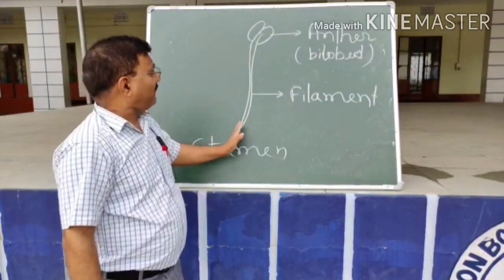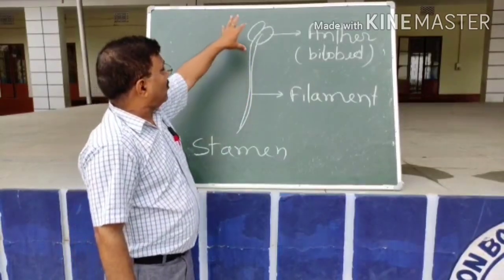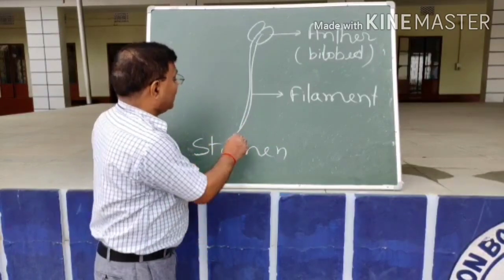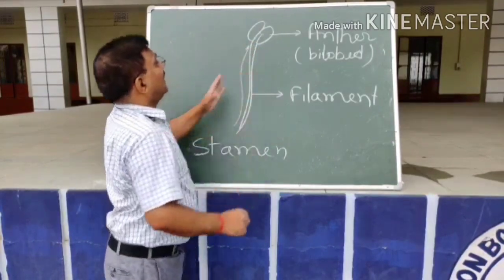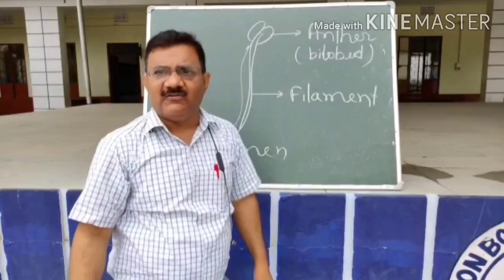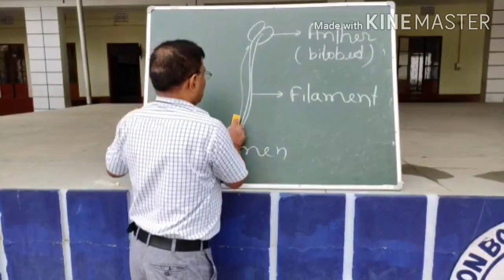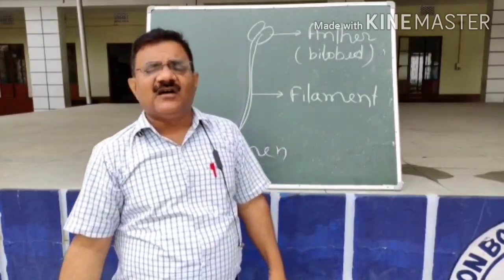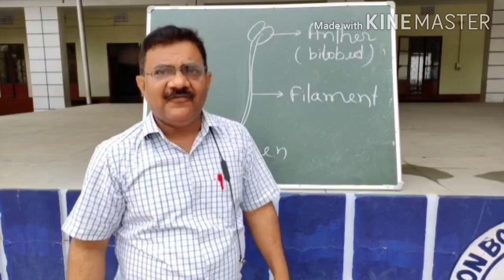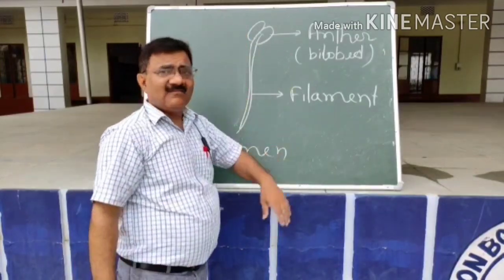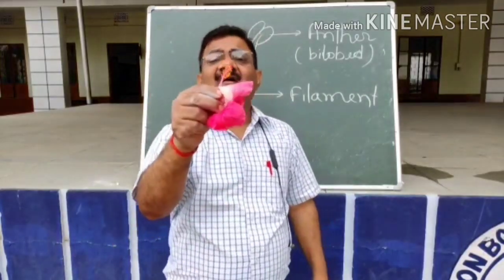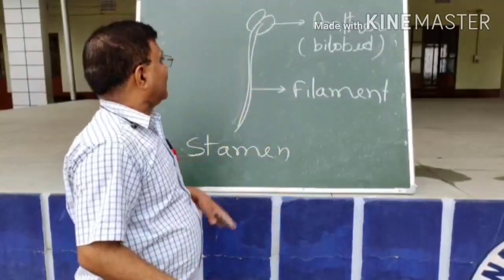What is the function of filament? Filament holds the anther. Filament reaches nutrition. Nutrition is reached to the anther because anther also requires nutrition. It holds the anther and nutrition is reached to the anther by the help of filament. And what is anther? I have told, bilobed part, this yellow part, anther, you can see. Let me show the detail of the anther.